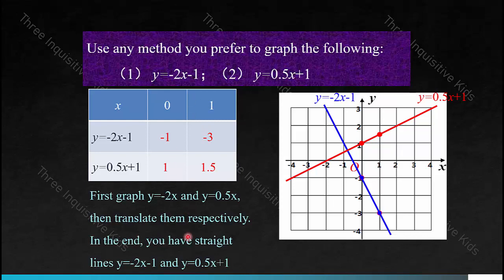In the end, you'll have straight lines y is equal to negative 2x minus 1 and y is equal to 0.5x plus 1. So again, what this is saying is you can first graph, say y is equal to negative 2x, it's a proportional function, and then just move that entire function down 1 unit so that it'll have a y-intercept.